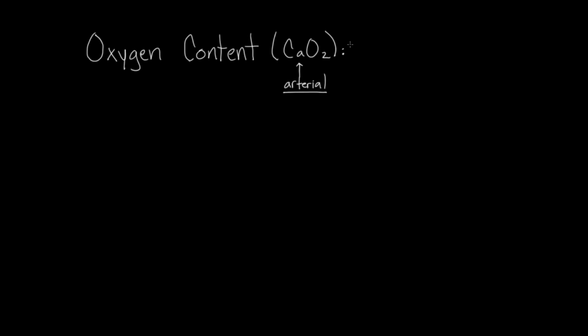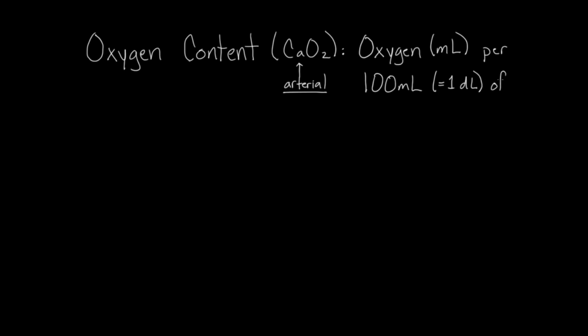So what it means exactly, and the way we think of it is, how much oxygen is there? And we measure it in milliliters per 100 milliliters of blood. So per 100 ml, and sometimes you might see deciliter instead of milliliter. Let me just quickly jot that down. That equals 1 deciliter per 100 milliliters of blood. So this is the definition.